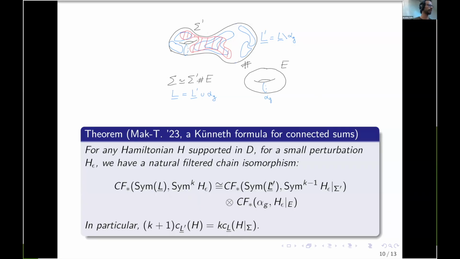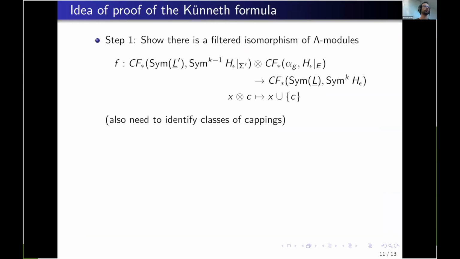So now I will explain how we prove this QNet formula. First of all, we show that we have a filtered isomorphism of lambda modules. We construct a map in this way.